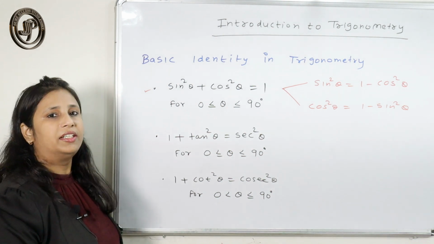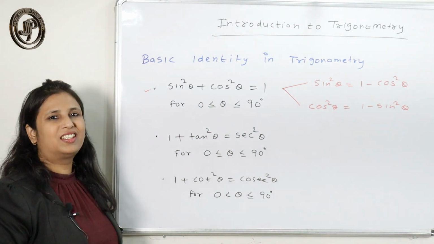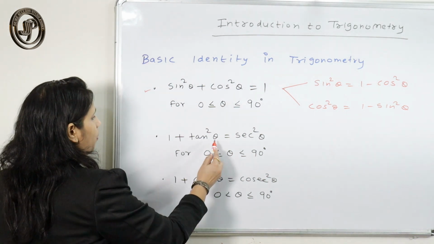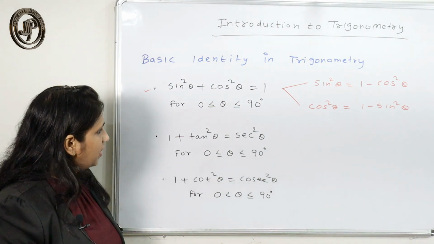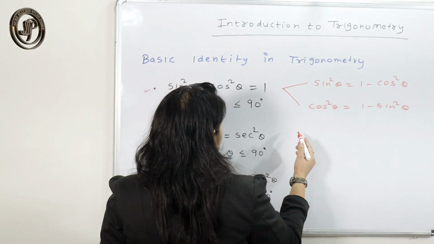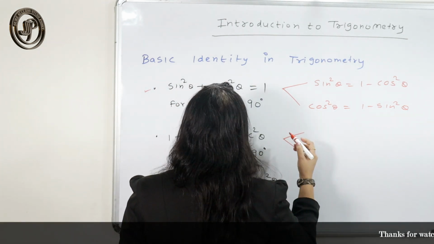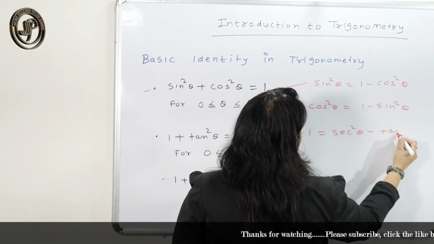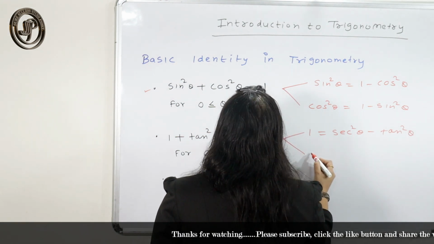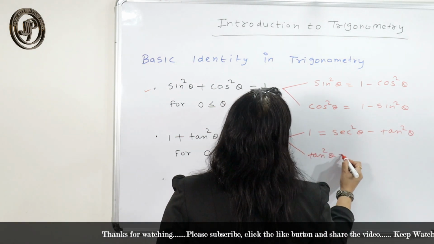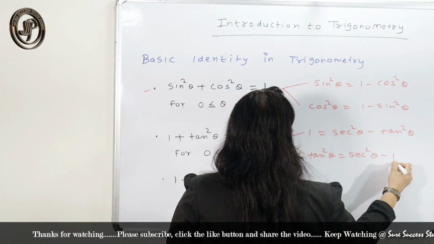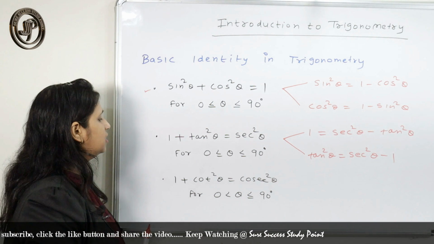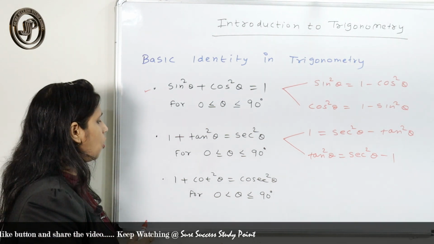Now the second identity: 1 plus tan square theta equals sec square theta. Also here the value of theta lies between 0 to 90 degrees. So here we have two more identities: 1 can be written as sec square theta minus tan square theta, or tan square theta can be written as sec square theta minus 1. So two more identities. The last identity is in terms of cot and cosec.